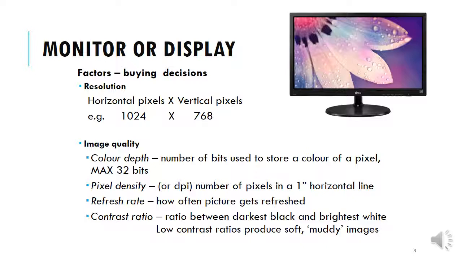The pixel density, or the dots per inch, which is the number of pixels in a 1-inch horizontal line. The refresh rate is how often the picture gets refreshed. So a very small refresh rate is better, especially for gamers and people who like to watch sport. If the refresh rate is too slow, you will get lag or drag on the screen. The contrast ratio is the ratio between the darkest black and the brightest white. If you have a low contrast ratio, then you will get soft, muddy images.